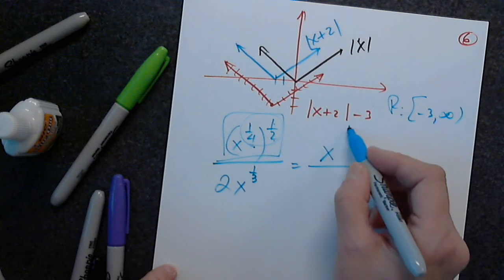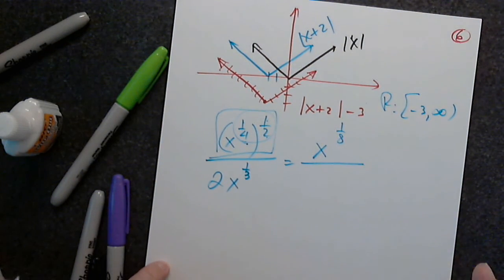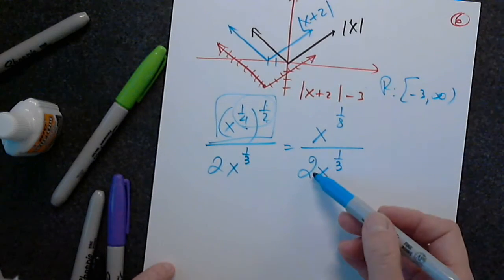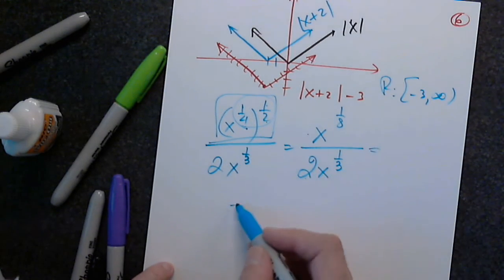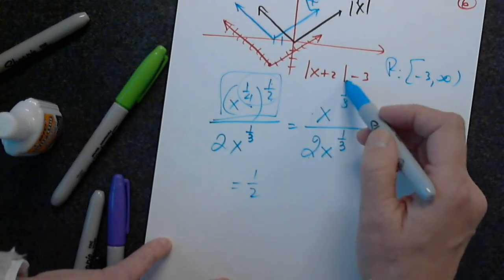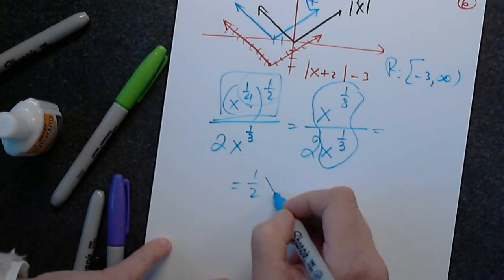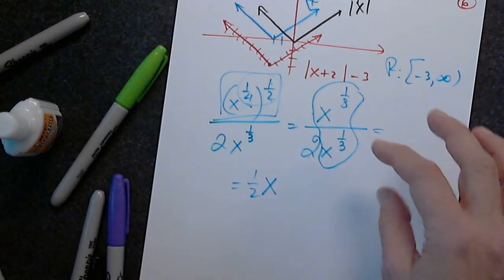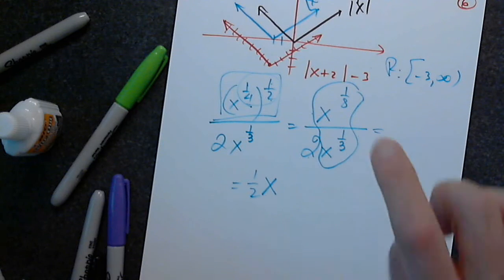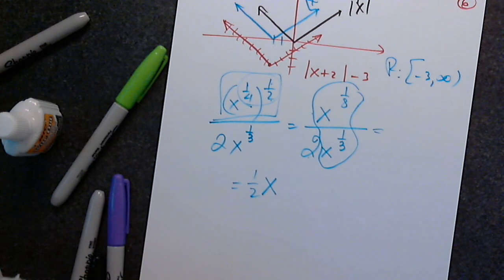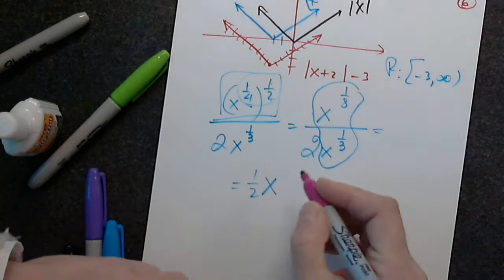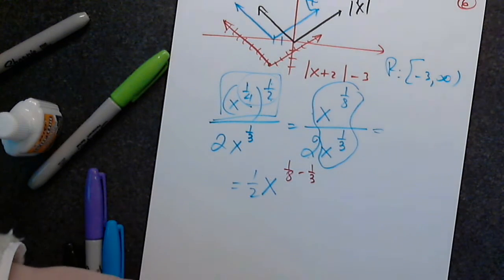1/4 times 1/2 is 1/8. The denominator is 2x to 1/3. There's nothing I can do to the 2. But these have the same base. I will copy the base. What happens to the exponents? What operation do I perform with 1/8 and 1/3? Subtract. Of course. Yes, 1/8 minus 1/3.